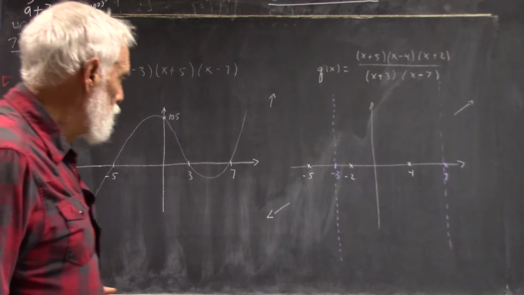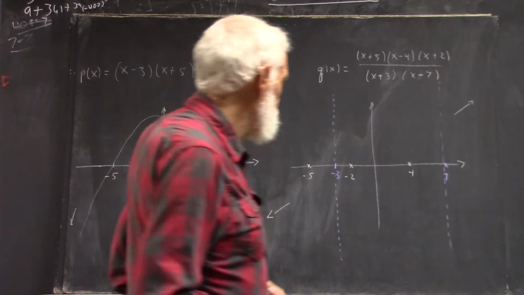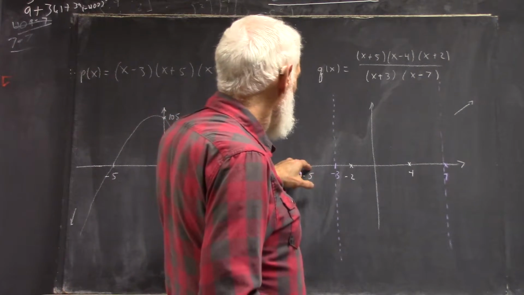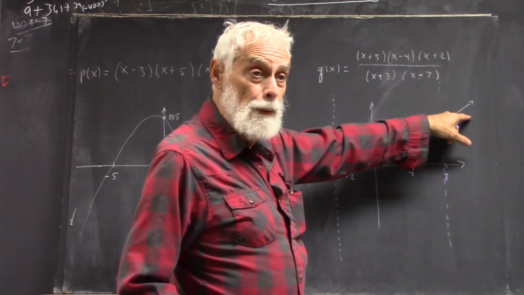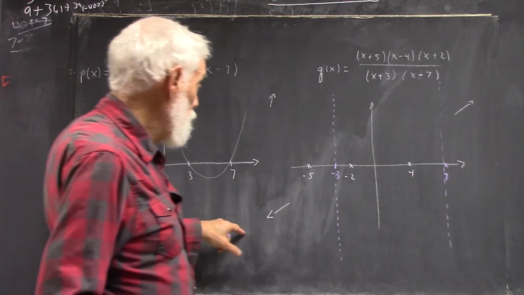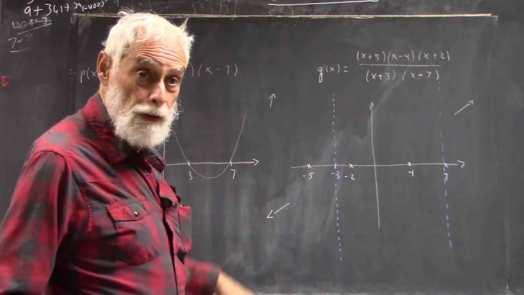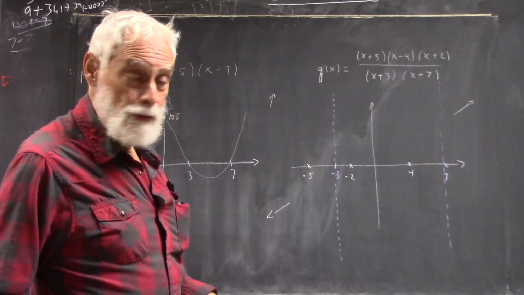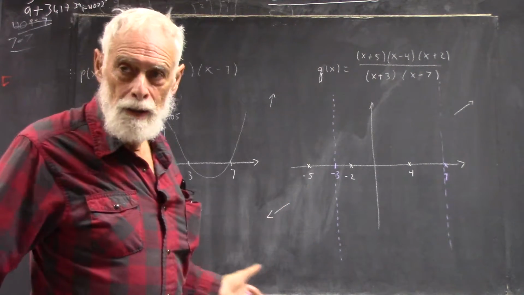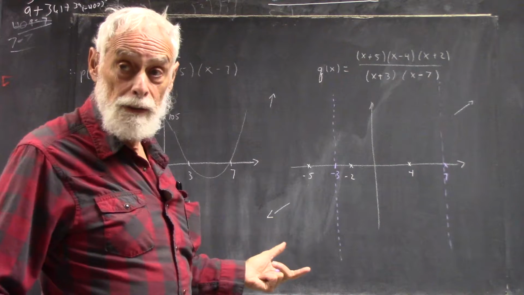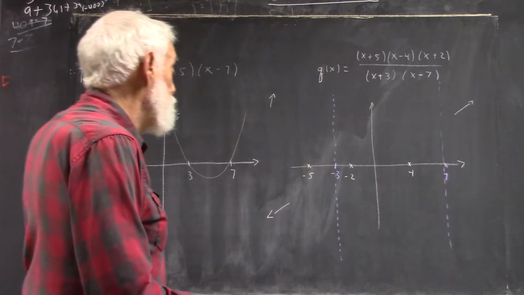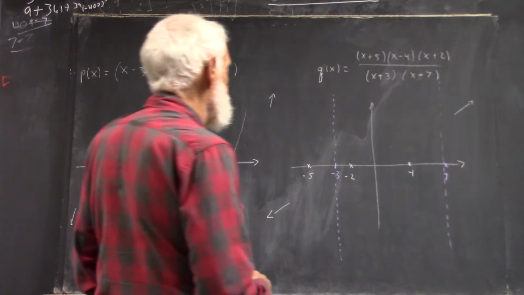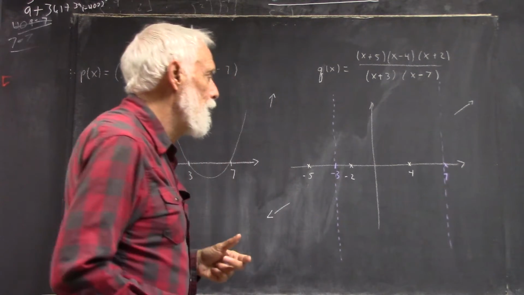Now, the main thing I want to do right now is figure out to the left of -5 and to the right of 7. We just figured out that it's going to be positive to the right of 7, negative to the left of -5, right? Just by assuming you got a great big positive number or a great big negative number, then you know what the signs of all these things are going to be.